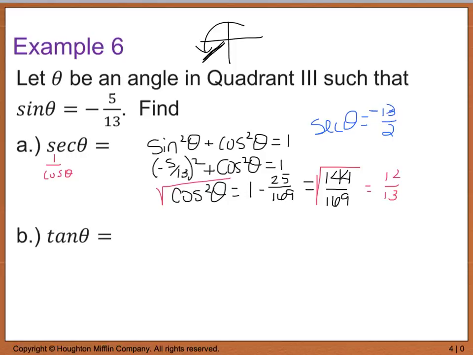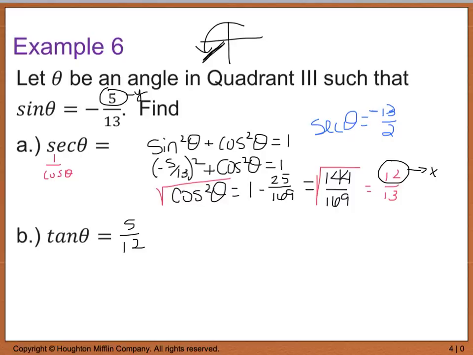Tangent theta, I need to know both y and x, which I just solved for my x value. Based on my cosine, I know that this right here is really x, and based on my sine right here, I know that this is y. So for tan theta, all I have to do then is plug that in. And I end up with y, which was 5, divided by x, which was 12.